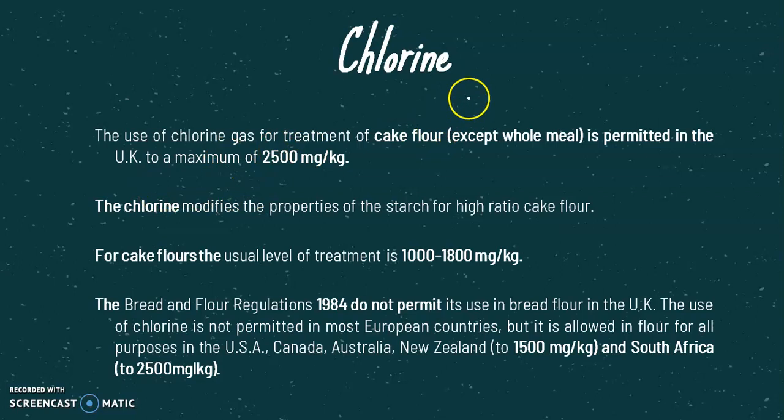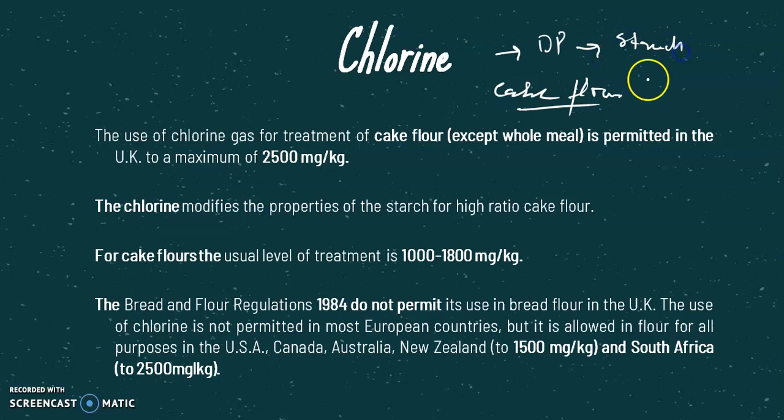Chlorine is used mainly for the cake flour because in addition to bleaching action, it depolymerizes the starch, and which in turn produces viscous batter, which helps in setting the structure of the cake and prevents the collapsing of the structure.